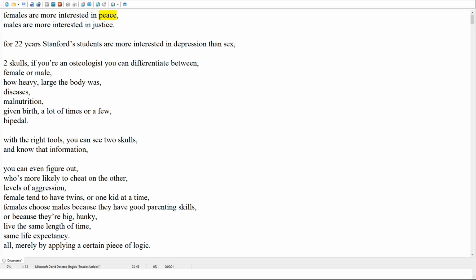Females are more interested in peace. Males are more interested in justice. For 22 years, Stanford students are more interested in depression than sex.